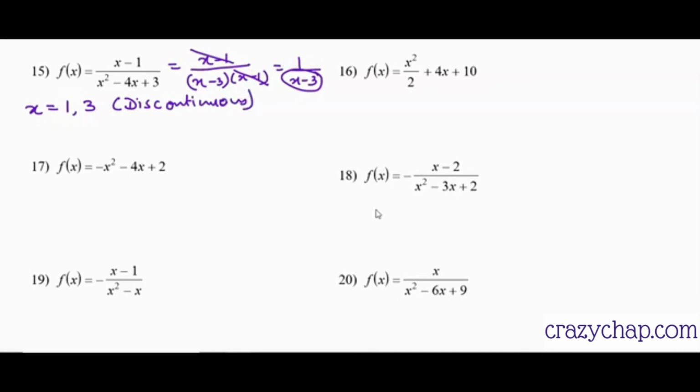But they have asked where it is continuous. So we'll just say continuous at all other values except 1 and 3. At all other values they are continuous. Right? Let's try number 16.